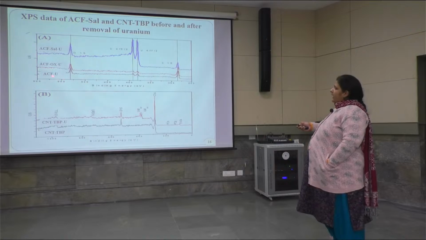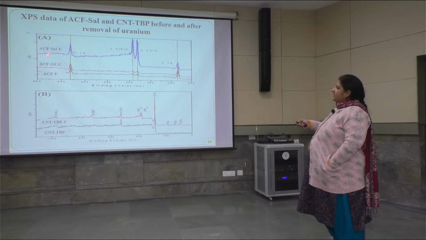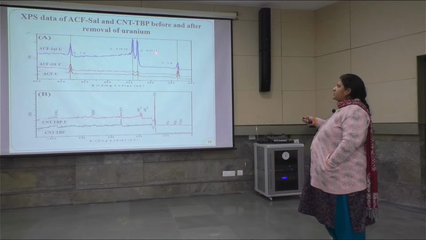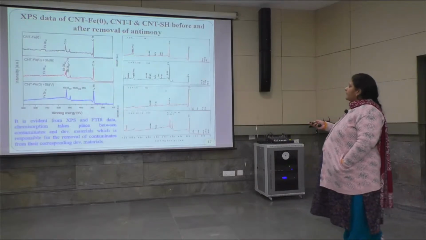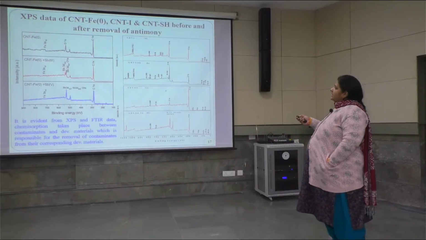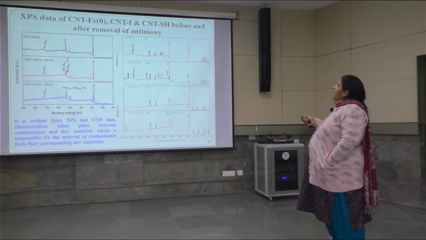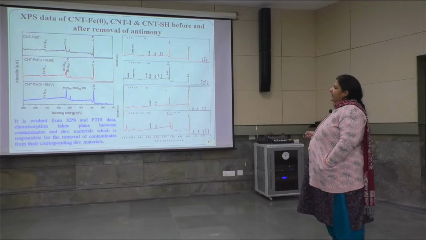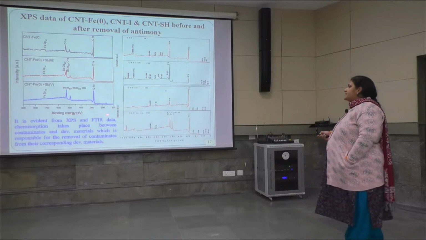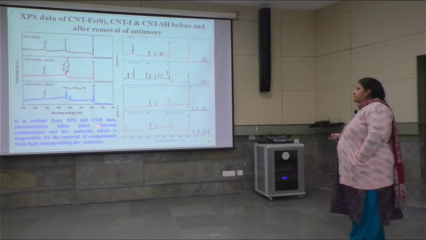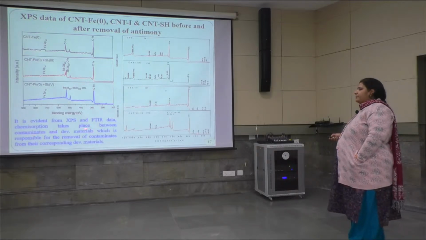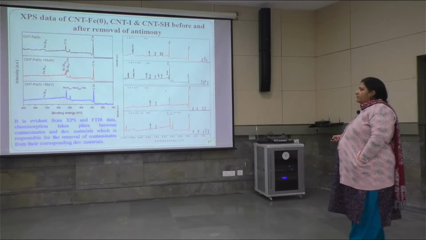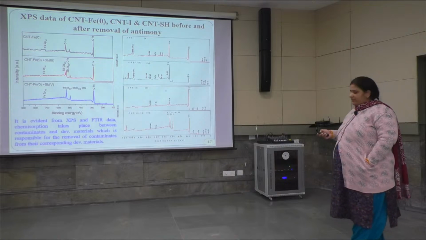This is plain uranium activated carbon fiber. This is oxidized activated carbon fiber doped with uranium, and this is cellophane oxidized activated carbon fiber doped with uranium, which gets high peaks of uranium. This is the experimental data of zero valent iron decorated carbon nanotube, iodide functionalized carbon nanotube, and thio-functionalized carbon nanotube before and after removal of antimony. It is evident from the XPS and FTIR data that chemical adsorption takes place between contaminants and the developed materials, which is responsible for the removal of contaminants.